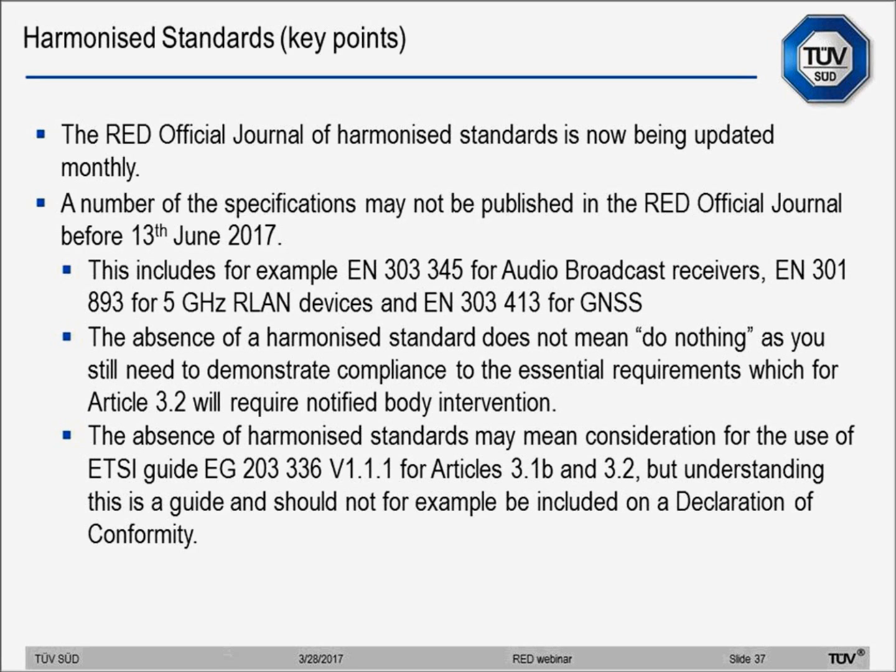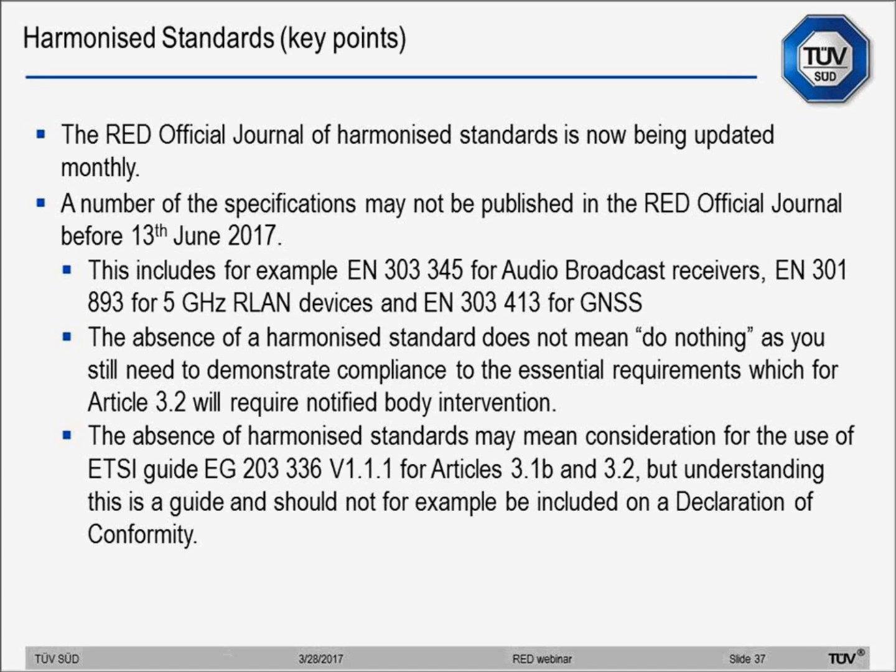Additionally, some new product-specific specifications have been created for existing radio items under the scope of both the R&TTE directive and RED. For example, EN 303413 is for GNSS, or global navigation systems. This includes, for example, GPS, GLONASS, and other products. EN 303417 is for wireless power transmission products. Again, these are only examples. We haven't got time to go through everything.